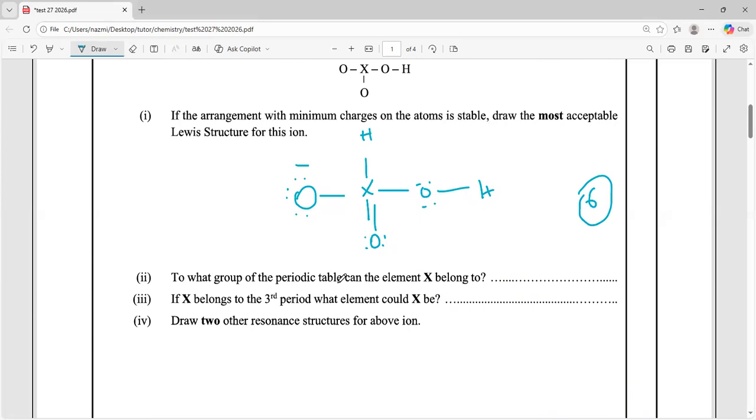To what group of the periodic table can the element X belong? Group is determined by the number of electrons in the valence shell. So 1, 2, 3, 4, 5. There are 5 electrons. Therefore, it has to belong to group 15, 2 marks.